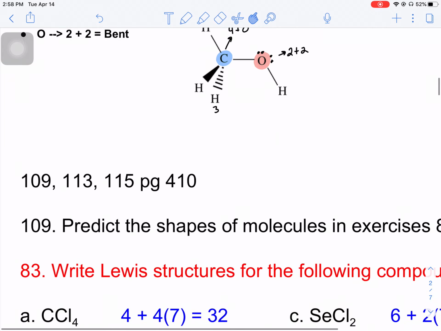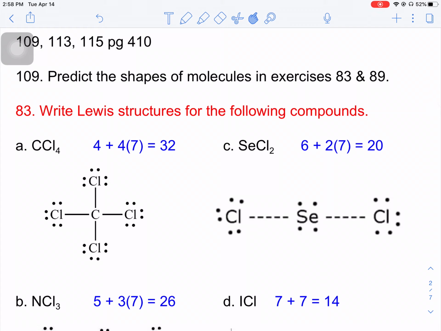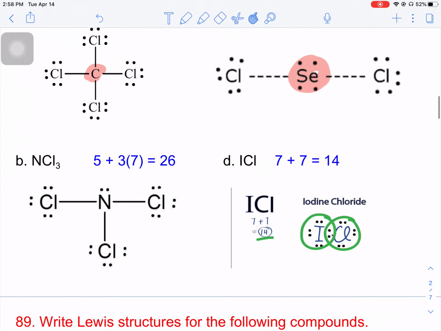All right, let's look at some of the examples, guys. What these examples do for you is they don't necessarily tell you the shape, they don't necessarily tell you the bond angle, but I am at least giving you the Lewis structures. So it should be pretty easy for you to identify the central atom, in this case carbon, and the neighbors and the unshared pairs. Same thing for selenium dichloride. At least you can identify the central atom, the number of neighbors, and the number of unshared pairs.